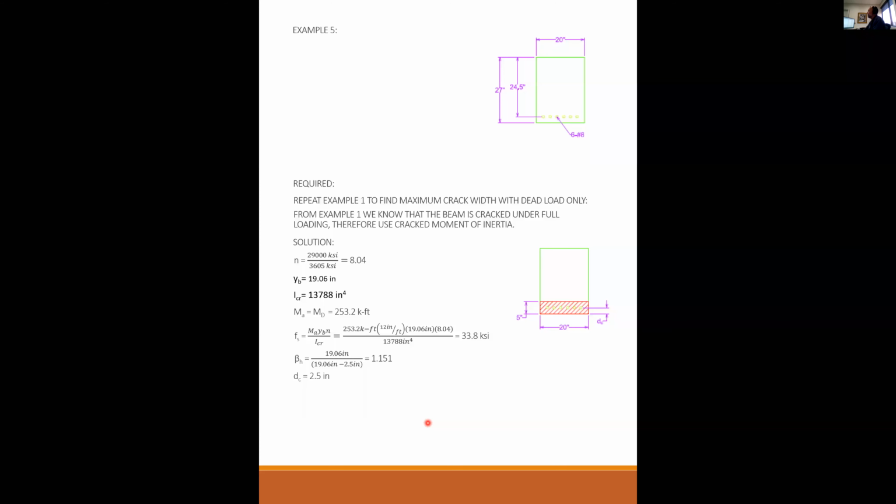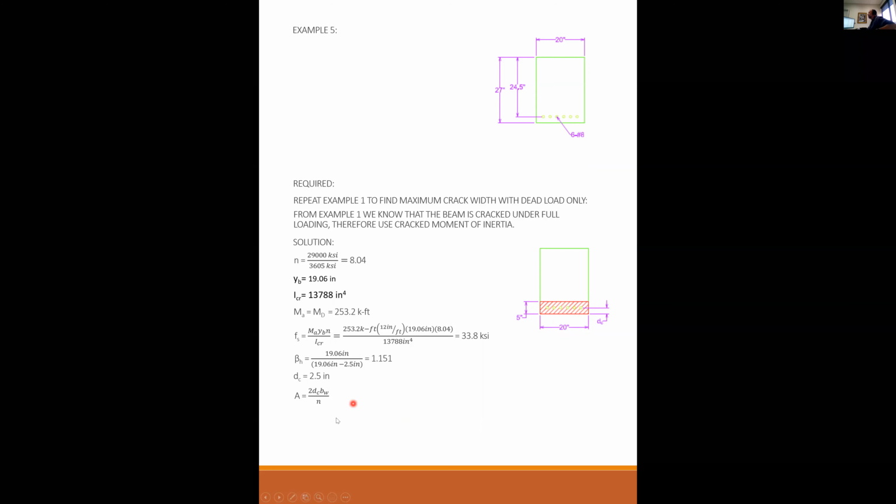D sub C is the distance from the centroid of the steel to the bottom of the beam, which is given as 2.5 inches. A, the hatched area, is the tensile area of the concrete. So the hatched area has the same centroid as the steel. That's the key. If the centroid of the steel is 2.5 inches up, then this area has to be 5 inches, so that the centroid of the red hatched square is the same as the centroid of the steel.